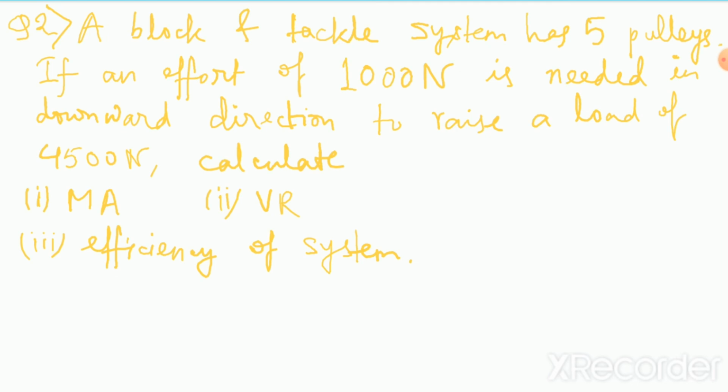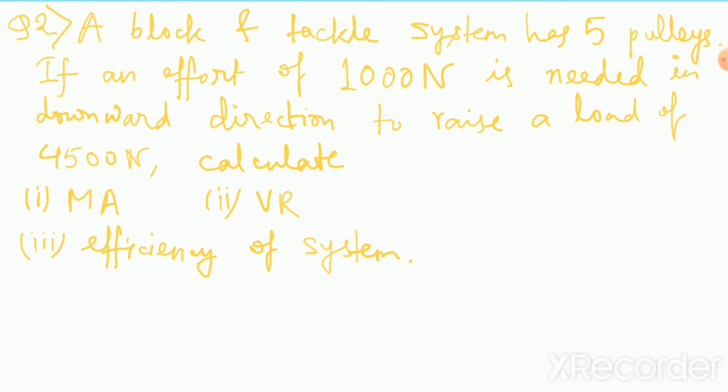What does the second problem say? Let us quickly go through the problem. It says the block and tackle system has 5 pulleys. An effort of 1000 Newton is needed in a downward direction to raise the load of 4500 Newton. So effort has been given, load has been given, and the number of pulleys has been given.